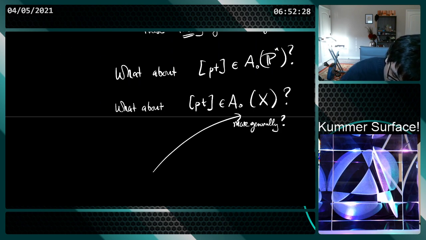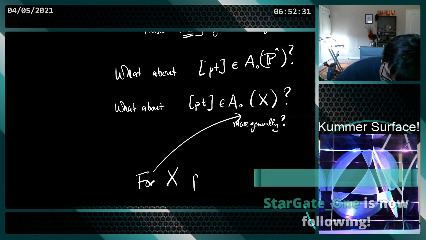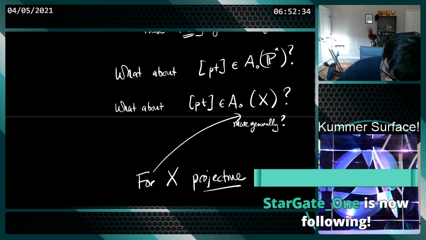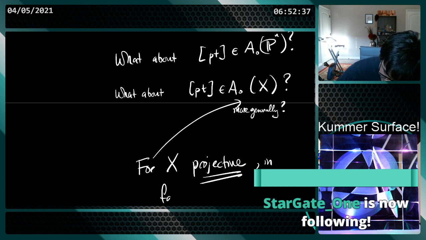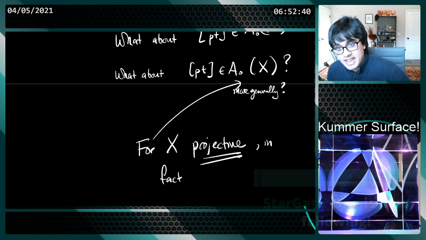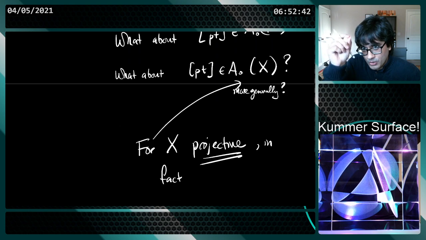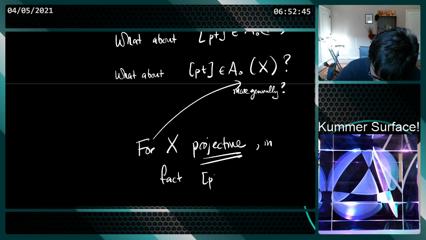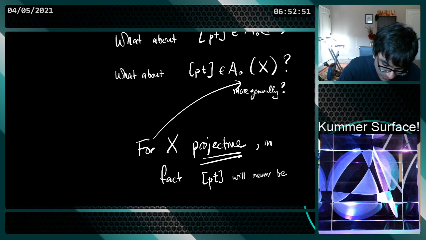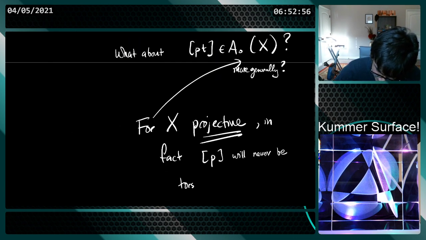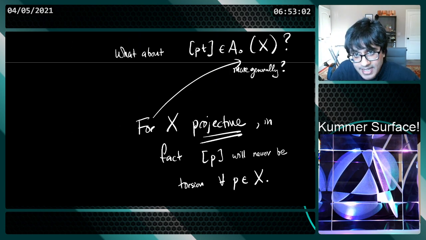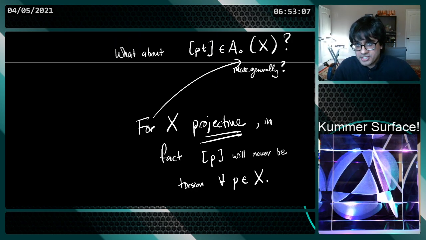So for X projective, in fact, the class of a point will never be a torsion element. And really, I have to be careful: the class of a point P will never be torsion, for any point on the variety X. It's not the case that any two points on a projective variety are rationally equivalent. That's not the case.